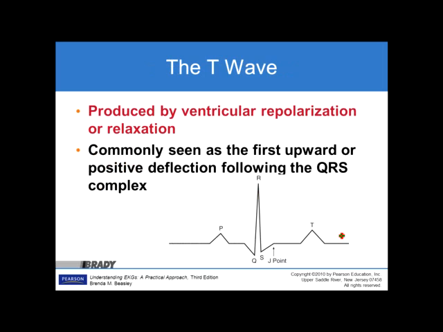The T wave, produced by the ventricles' repolarization or relaxation, is commonly seen as the first upward or positive deflection following the QRS. And this is the T wave. It is the repolarization of the ventricles.